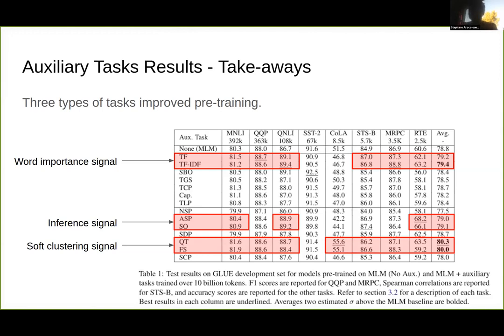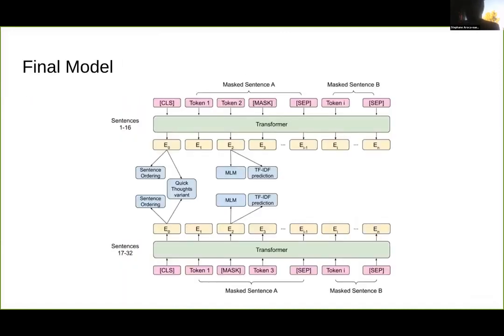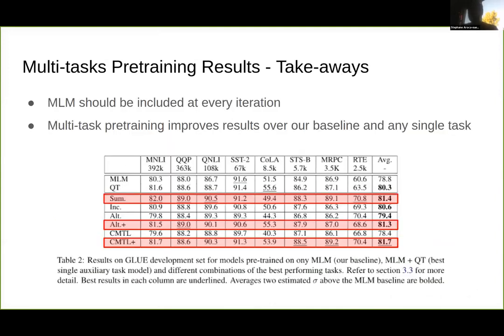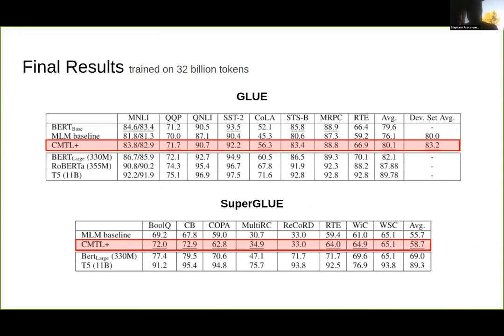I then looked into combining tasks, and I found that as long as you include masked language modeling, it is beneficial to combine multiple tasks, and it's almost always better than using any single task. And at the end of the day, I was able to outperform BERT base using less than a quarter of the training data on the GLUE benchmark, which I was pretty happy about.